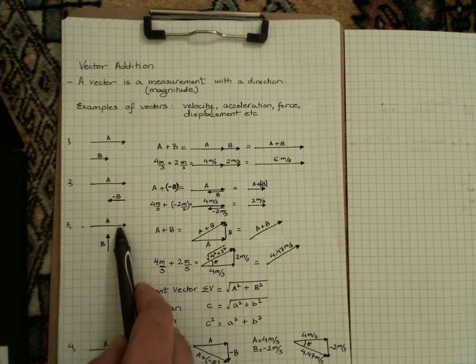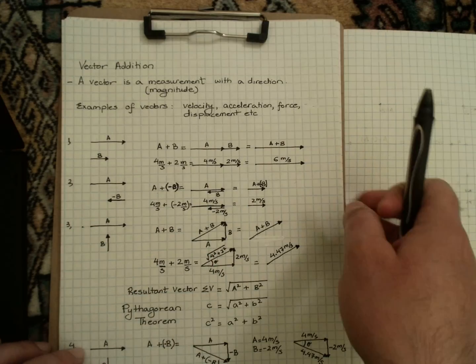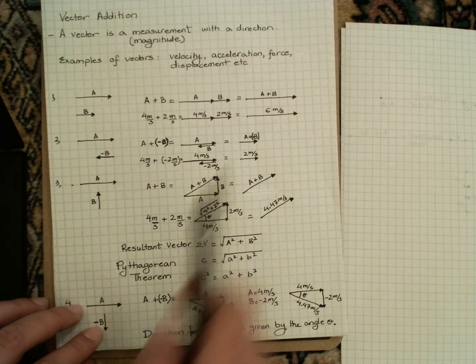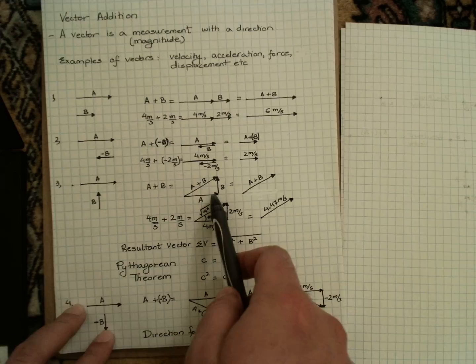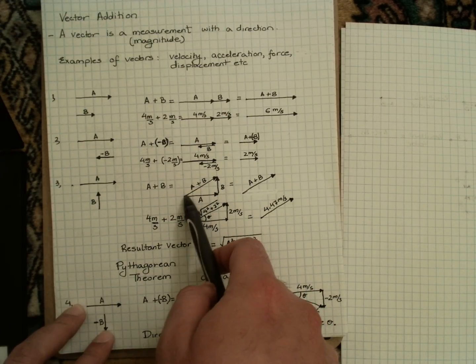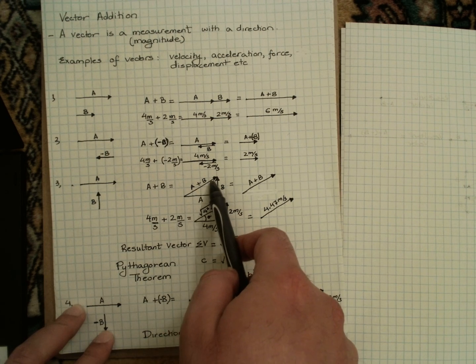Now, when vectors are perpendicular to each other, such as this example right here, vector A is to the right and vector B is up. If I'm asking you to add the two vectors, you're going to rearrange them. You're going to place them in such a way so that they're touching head to tail, and this will be the resultant vector. And how do you find the resultant vector?